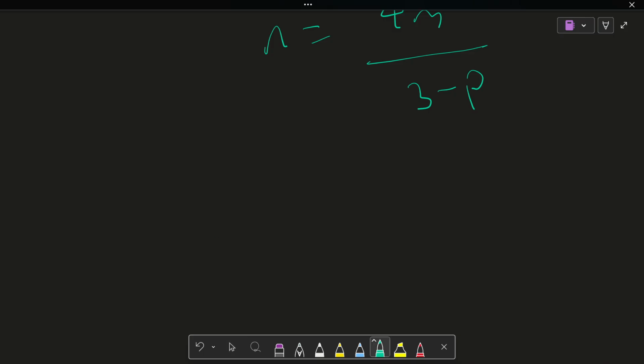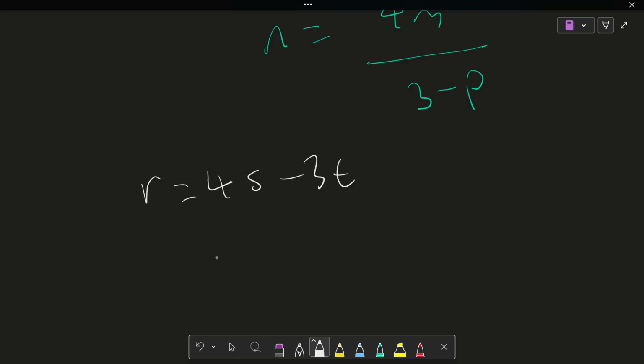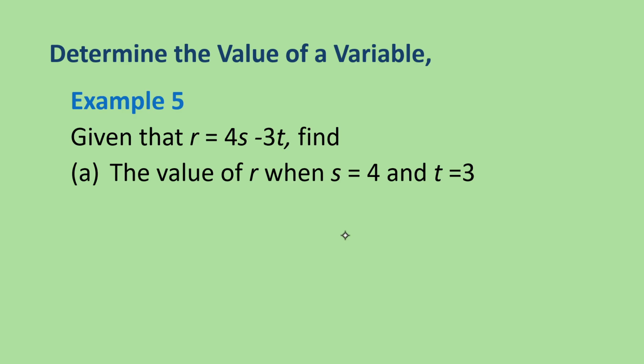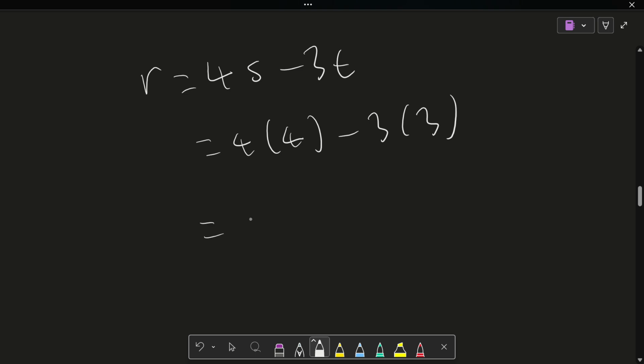So r equals 4s minus 3t. s equals 4 and t equals 3. So 4 times 4 minus 3 times 3, which gives you 16 minus 9, which gives you 7. So r equals 7.